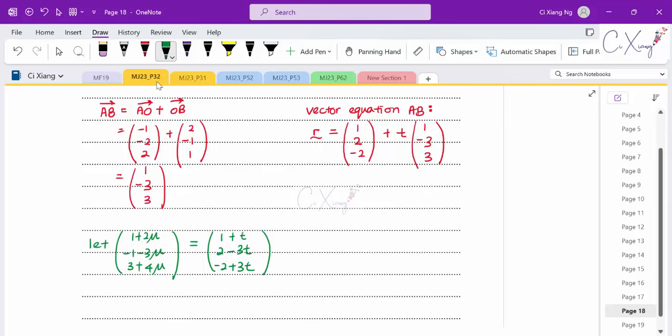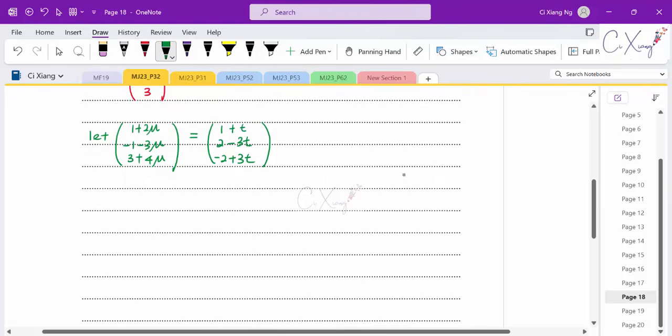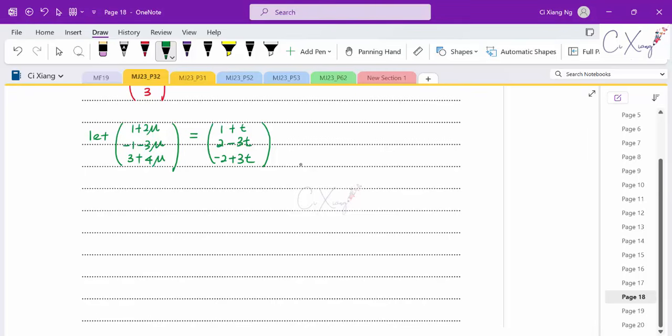First of all, of course, I want to find the value for t and also mu. To find the value for t and also mu, there are three equations here. The first one is the component x, the second one is the component y, the third one is the component z. So there are three equations here in terms of mu and also t.